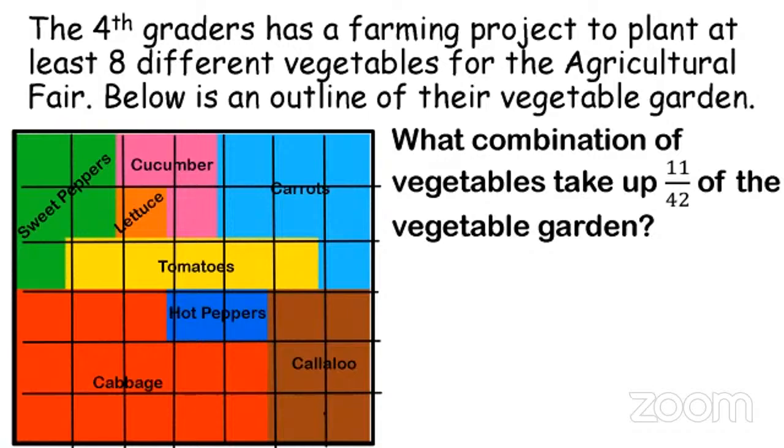Miss, may I go? All right, go ahead. Miss, my answer is callaloo and tomatoes. Callaloo and tomatoes. So we say 11 out of the 42. So let us go to callaloo. Callaloo has 1, 2, 3, 4, 5, 6. And tomatoes has, so 6, 7, 8, 9, 10, 11. Definitely. So callaloo and tomatoes is a correct combination.